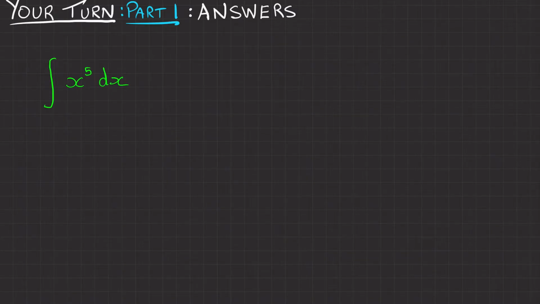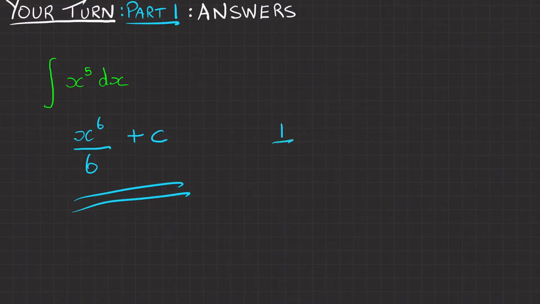Integral of x to the 5 dx. Well, firstly, we want to increase the indice by 1. So we'll have x to the 6, then divide it by the new power. Don't forget the plus c, because we have an unknown constant. So you can leave it in that form, or you can leave it in the form x to the 6 over 6 plus c.